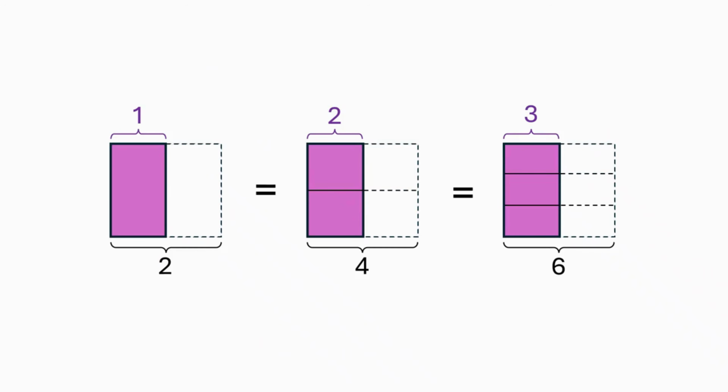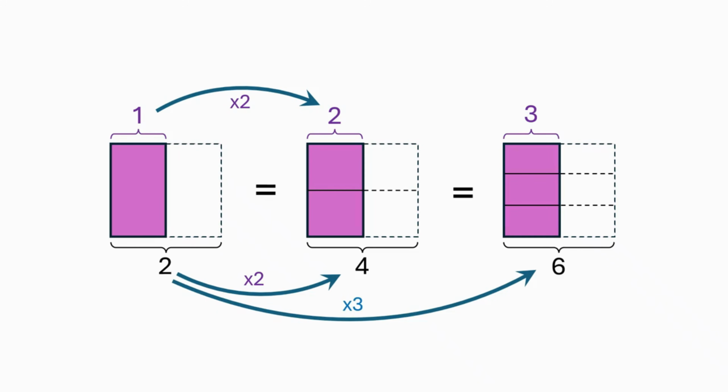Now we understand what equivalent fractions are. How do we find them? Let's take a closer look. In the middle image, the amount stays the same, but both the top and bottom numbers are multiplied by 2. In the last image, again, the amount doesn't change, but this time, both numbers are multiplied by 3.